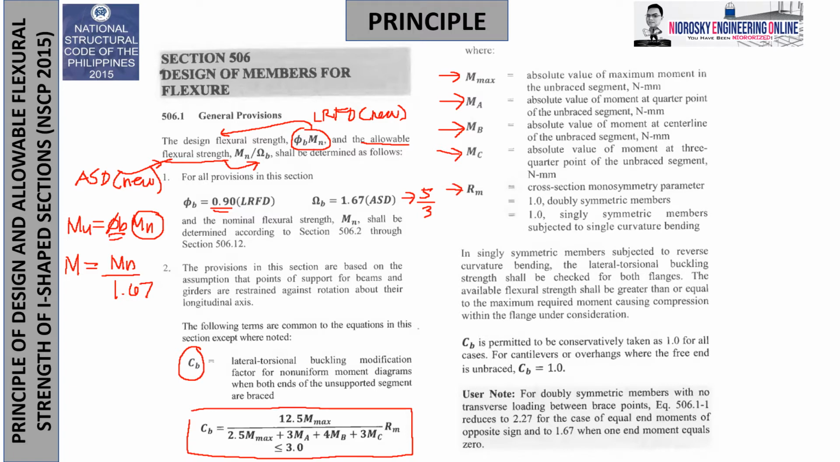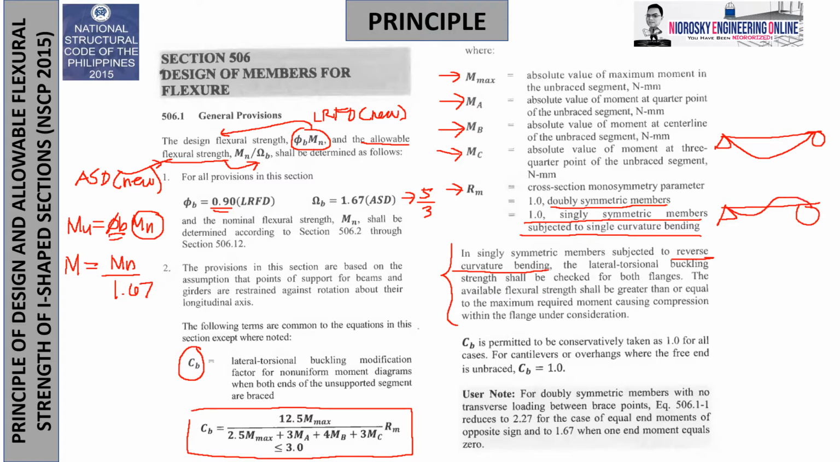Okay. And 1.0 for doubly symmetric, ginagamit for R sub m, and 1.0 for singly symmetric members subjected to single curvature of bending. Pero what if monosymmetric? Ibig sabihin yan, di ba? Kapag monosymmetric is what we call singly symmetric, sa isang side lang siya. So therefore, sinabi lang ng equation na ng paragraph na to is in singly symmetric members subjected to reverse curvature bending, kasi pwedeng single bending, okay, or reverse curve bending. Ito yung single, ito yung meron tinatawag na reverse.